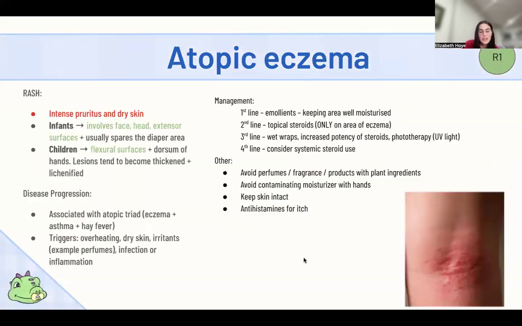So atopic eczema. This is an R1 condition, so very common. It's really intense itching and dry skin, so it can affect different areas depending on the age group. For infants, it's usually the face, head, extensor surfaces. And then once children are older, it's the flexural surfaces.